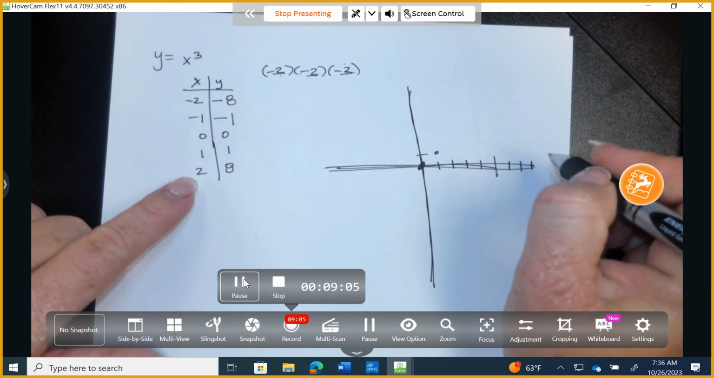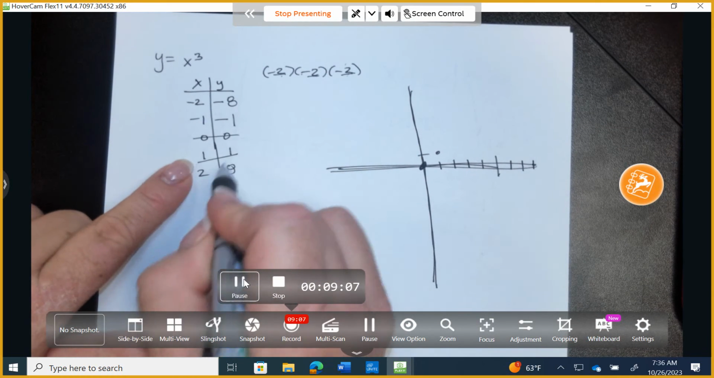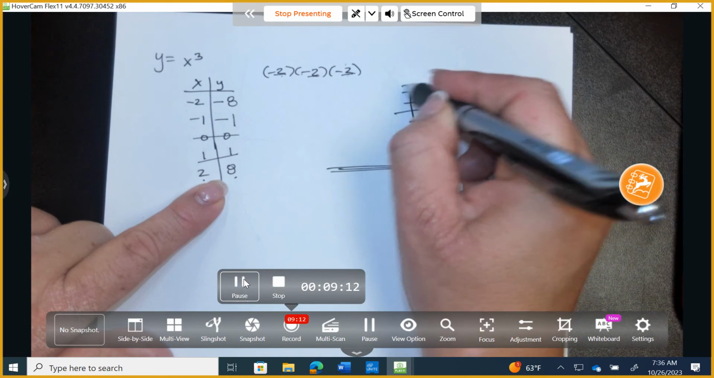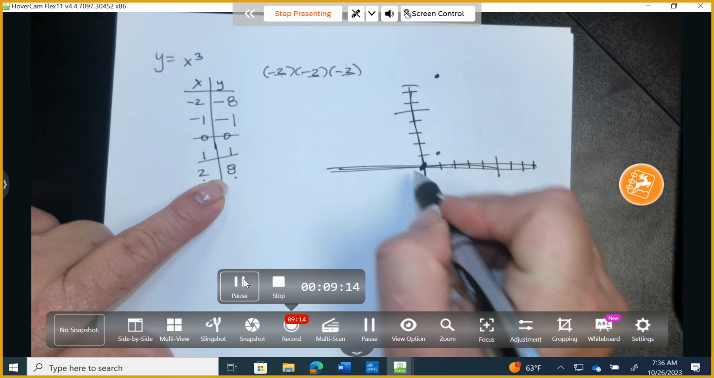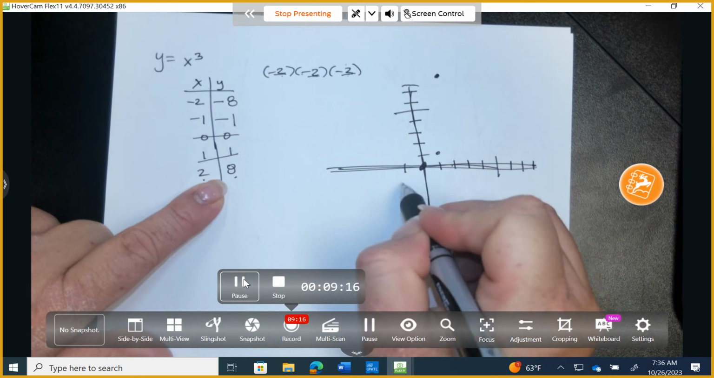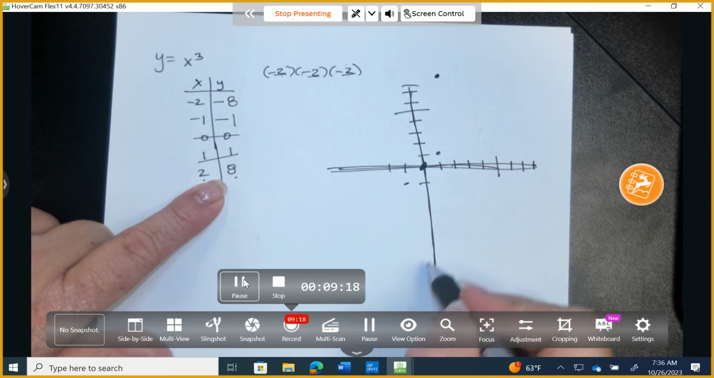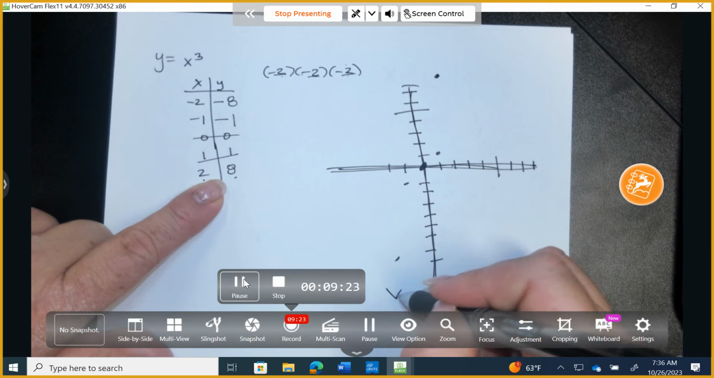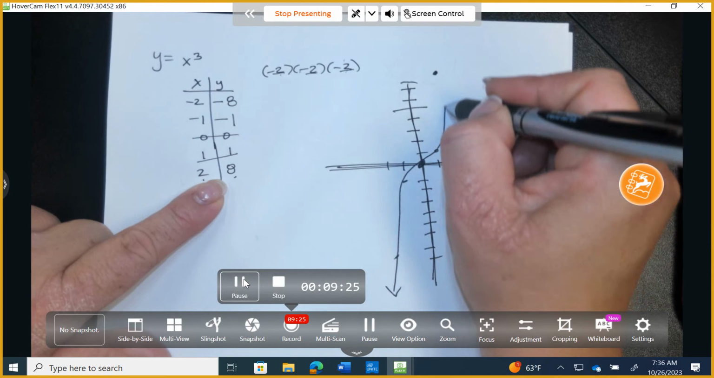I'm going to go to the right 2 and up 8. So right 2 and up 8. I'm going to go left 1, down 1, and left 2 and down 8. And this is the general shape we have.